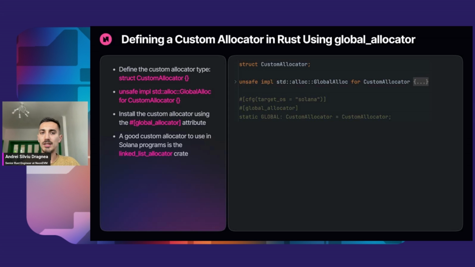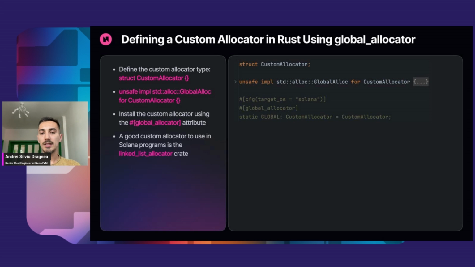not related to Solana. So if you need a custom allocator in Rust, you define a struct that will implement the new allocator. You implement an unsafe trait, which is called GlobalAlloc, from the Rust standard library. You install the custom allocator using the global allocator attribute, as in this example. As I said, this is the struct that you define. This is the implementation of the GlobalAlloc trait, which has two important methods inside it, alloc and dealloc. And then you install the custom allocator by defining a static global variable with this attribute on it, and the runtime will know how to pick it up and use it at runtime.